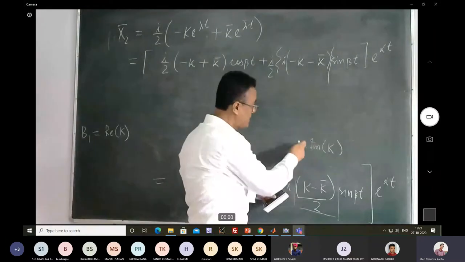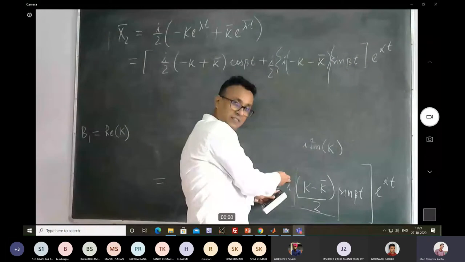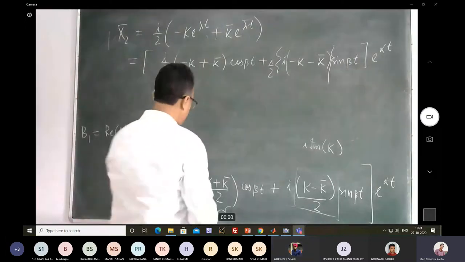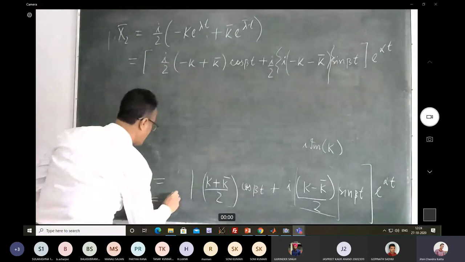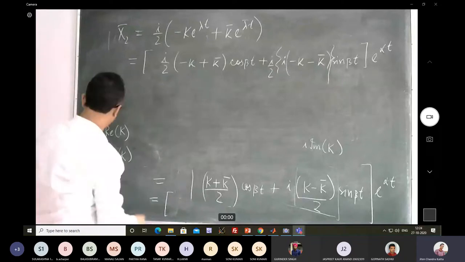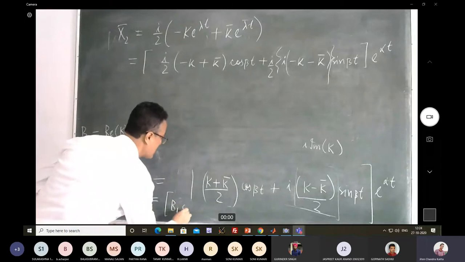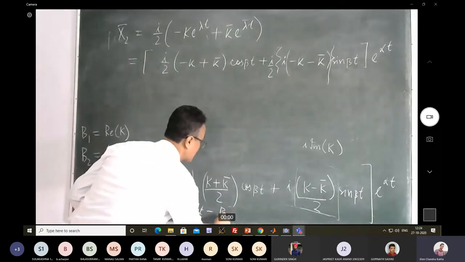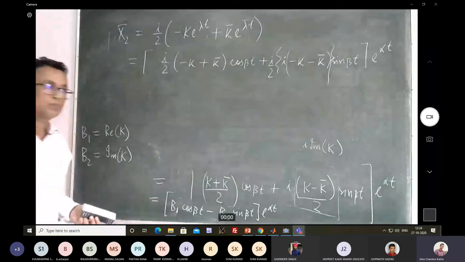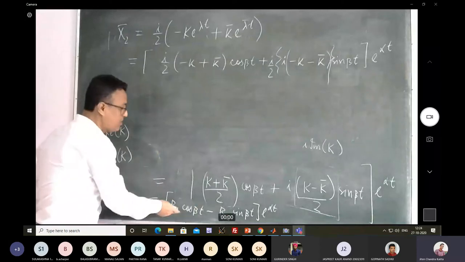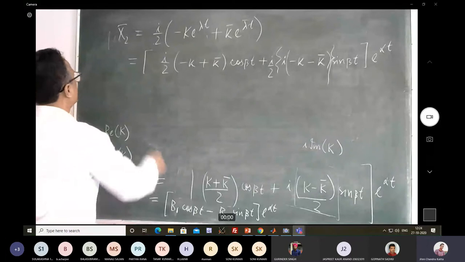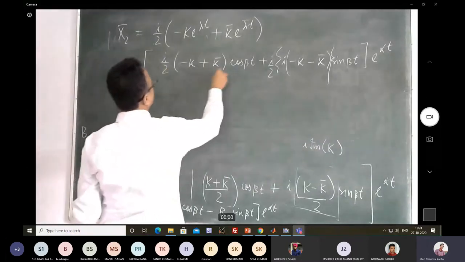Right? That together with this i, this is going to be minus 1. Is it okay? Yes, sir. Fine? So that means this part, I can simply write as V1, and this, I can simply write as V1 cos beta t minus V2 sine beta t, e to the power alpha t. Fine? I think this is visible to everybody. Right? V1 cos beta t minus V2 sin beta t, whole and e to the power alpha t. Is it okay?